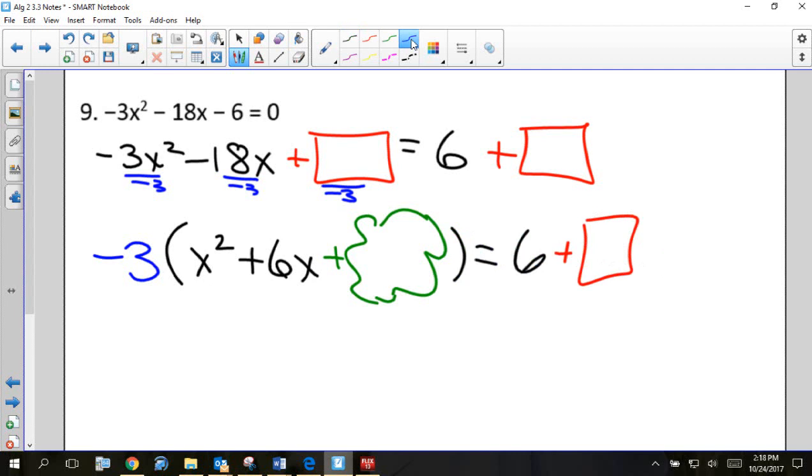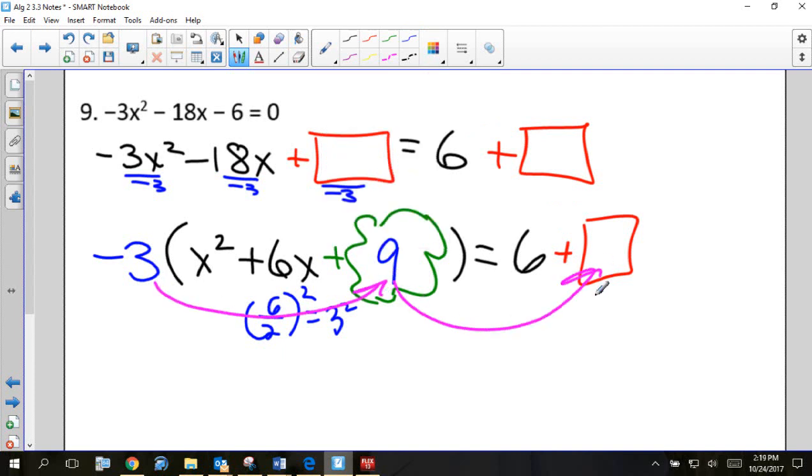Then I'm going to complete my square by taking b divided by 2, squaring it. So I'm going to do 6 divided by 2 squared. So 3 squared is 9. Am I going to put 9 in the square? Same as fluffy cloud? Are they the same shape? So what am I going to put in square? Negative 3 times 9, which is negative 27. And make sure that when you have fluffy cloud, it's a different number than square. Or different numbers.